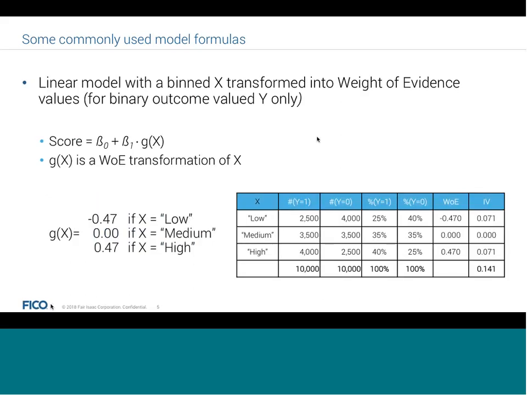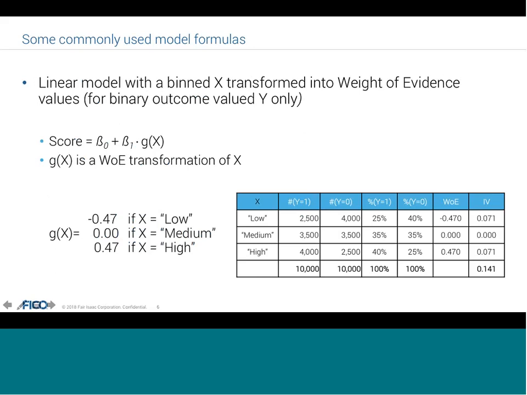One step toward how we handle scorecards and scoring at FICO is, rather than using the actual value of X, we transform X by creating bins and transform into weight of evidence values. And this would be for when we're in the scenario where Y is a binary outcome. So now the formula for the solution stays the same, but G of X is now more table-like. It is, if X falls into a low or a medium or a high category, the value that we use is calculated as the weight of evidence value.